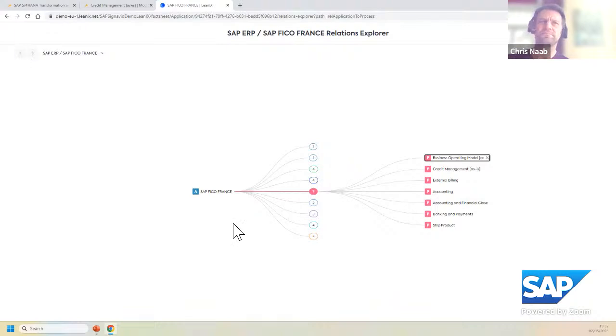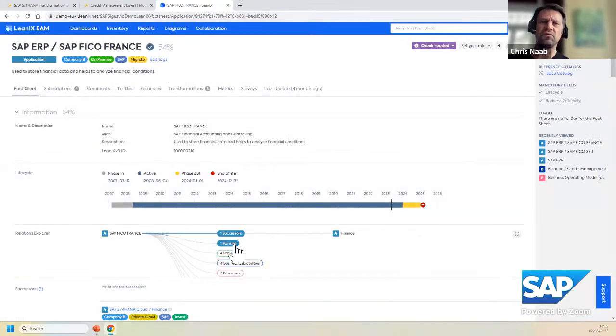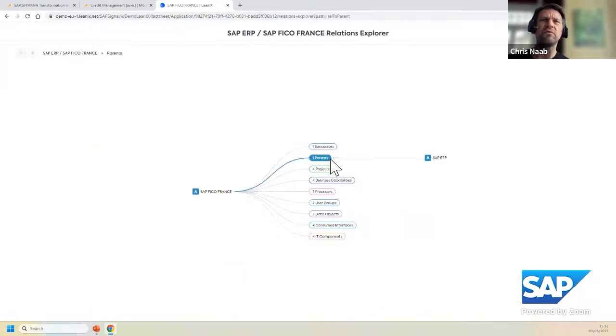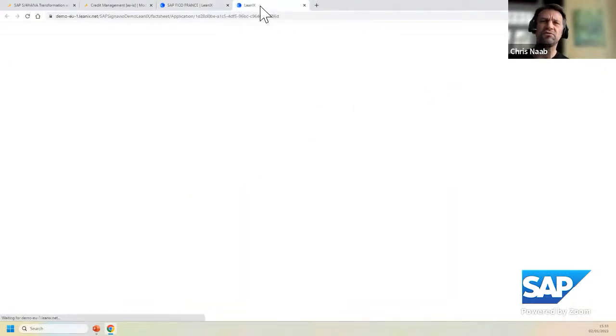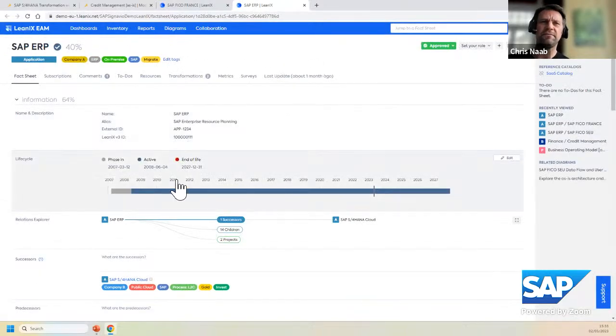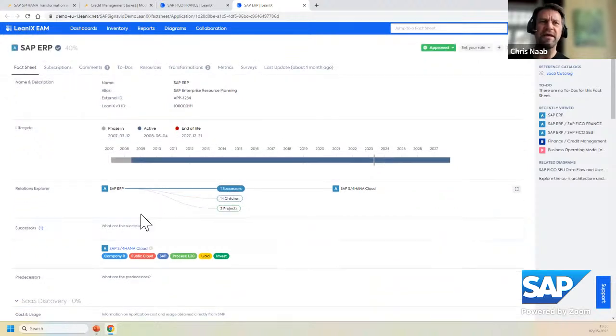And if I drill down more into these relationships, I see that there is a parent application. So SAP ERP is the parent of SAP FICO. I can look into that fact sheet as well, and I see that there are many other children here. So there are many other applications underneath SAP ERP in use here.